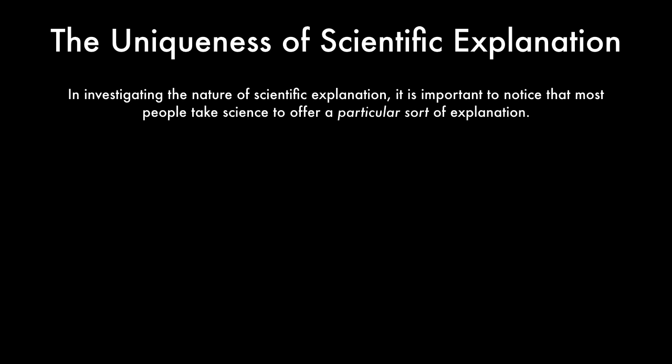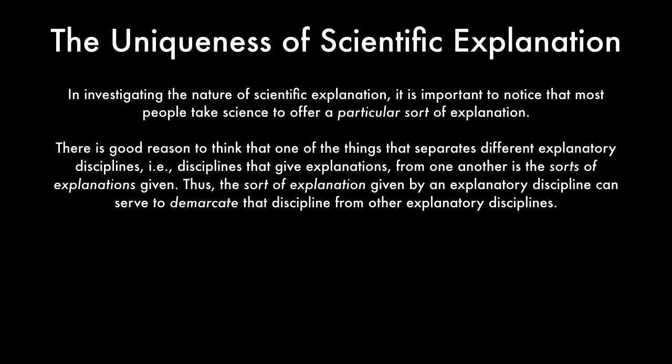In investigating the nature of scientific explanation, it's important to notice that most people take science to offer a particular sort of explanation. There's good reason to think that one of the things that separates different explanatory disciplines, that is, disciplines that give explanations, from one another, is the sorts of explanations given. Thus, the sort of explanation given by an explanatory discipline can serve to demarcate that discipline from other explanatory disciplines.